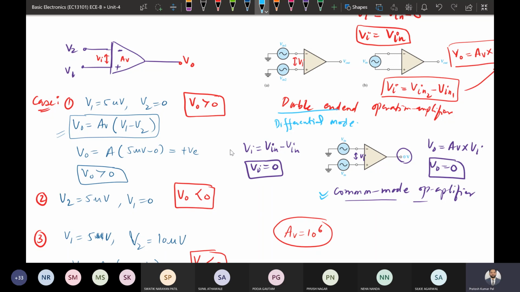Also we have seen how it behaves. This is the symbol of the operational amplifier, with two different inputs. If the inputs V1 and V2 are varied, what will the output be? The output will be either greater than 0 or less than 0, based on the polarity of the input terminals. If the input is connected to the positive side, the output is positive. If connected to the negative side, the output will be negative. If both inputs are connected, but the polarity on the negative side is higher, that is V2 is higher, then the output will be negative. So this we have seen.